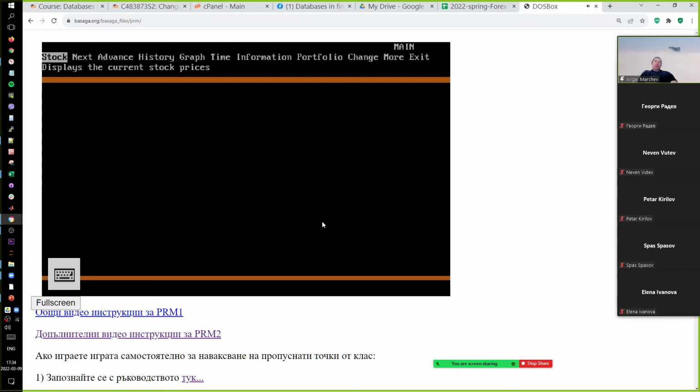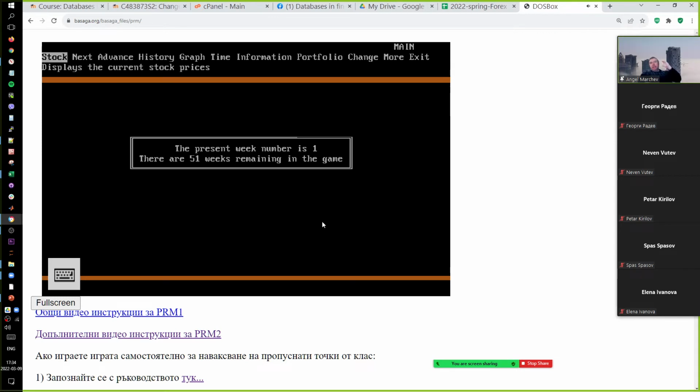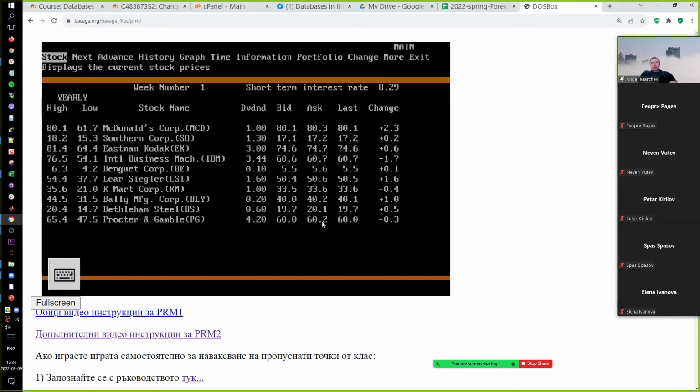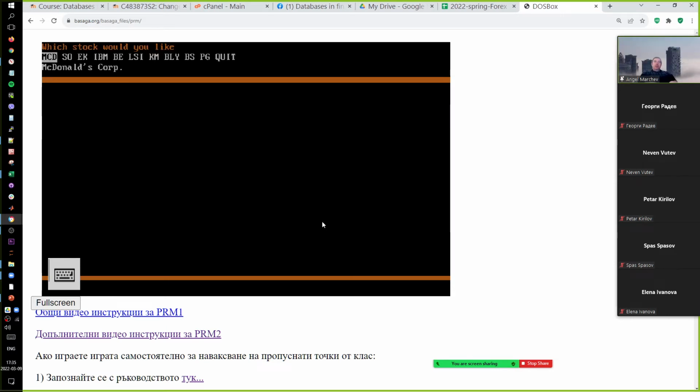Different graph. You're going to get used to looking at the graphs at all times. Okay, next is the time. It just shows us which week we are playing currently. We can have the same here on the first screen, so not really useful.